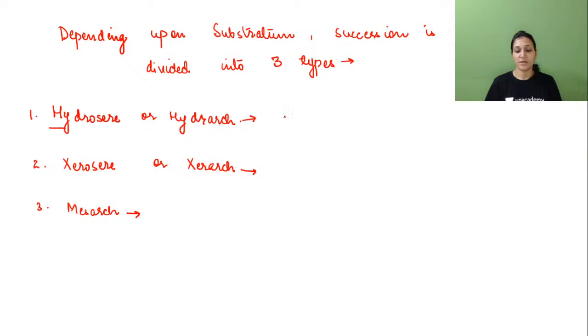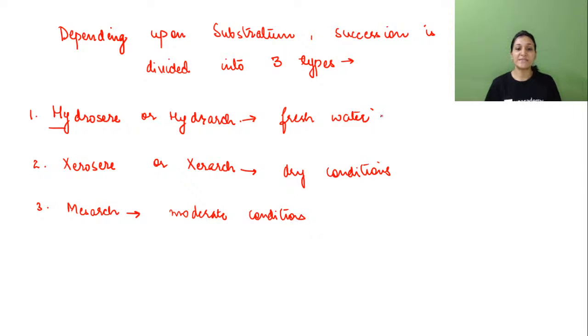So hydrarch, succession begins in fresh water. Xerarch, succession begins in dry conditions. And mesarch, the succession begins in moderate conditions. So when we are saying fresh water, we will go with ponds, lakes, etc.